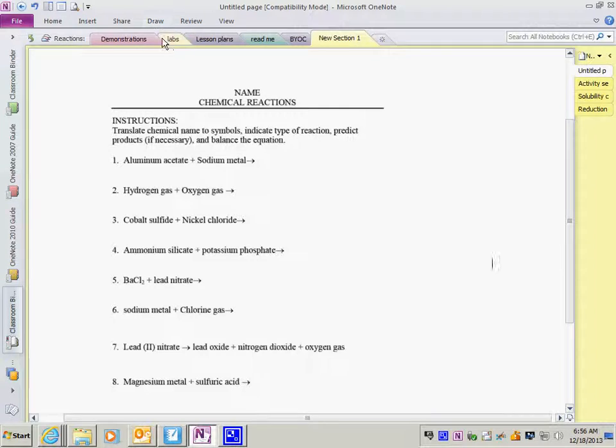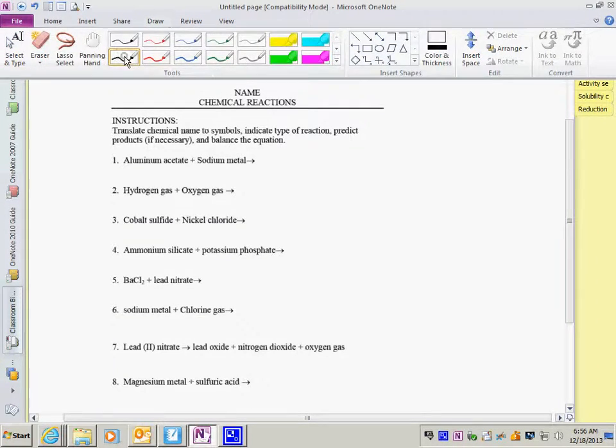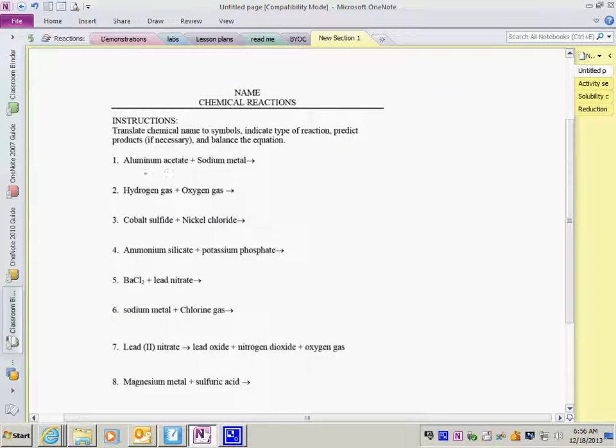Grab our pen. First things first, it says translate the name into symbols, indicate the type of reaction, predict possible products, balance equation if necessary. So aluminum acetate would be Al. Acetate is C2H3O2, parentheses 3.